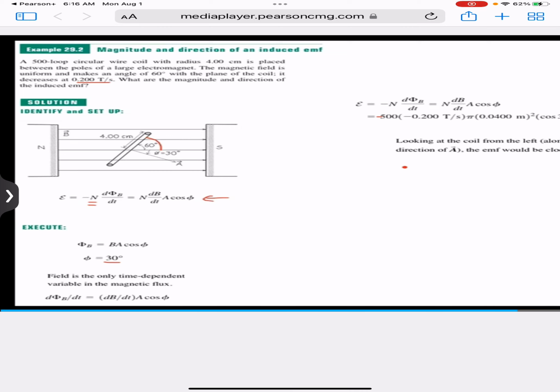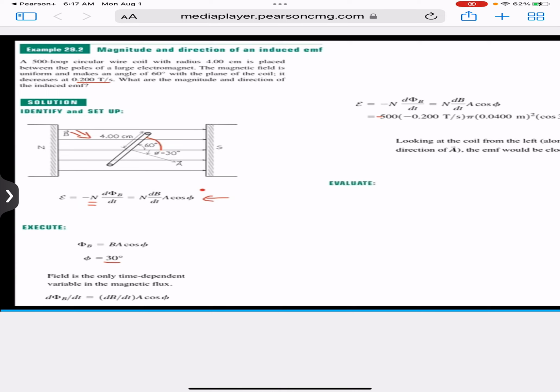So if I look at the coil from the left, in other words, I look at it from this direction and place my thumb in the direction of the area vector, then my fingers will naturally curl in the direction of positive current flow. I have a positive voltage, so I need a positive current flowing, and that will in fact be clockwise.